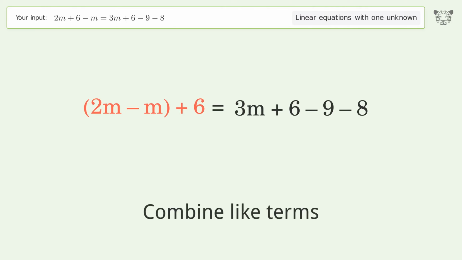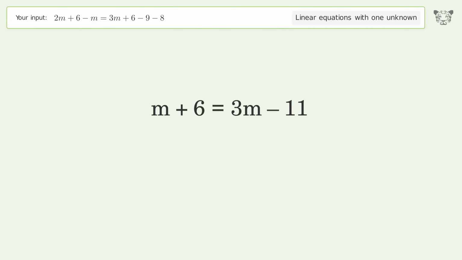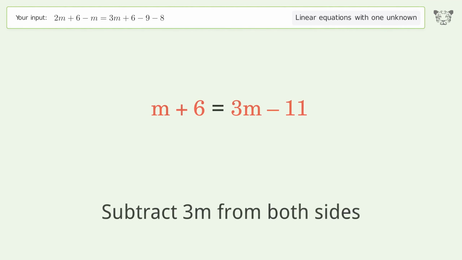Combine like terms. Simplify the arithmetic. Group all m terms on the left side of the equation. Subtract 3m from both sides.